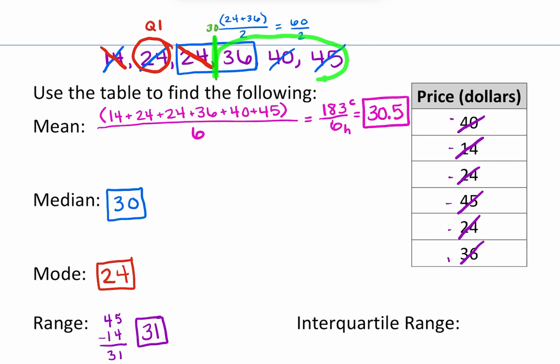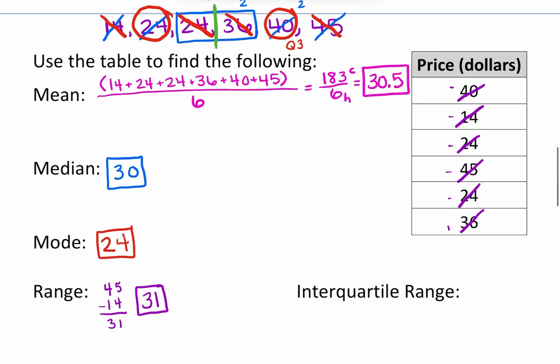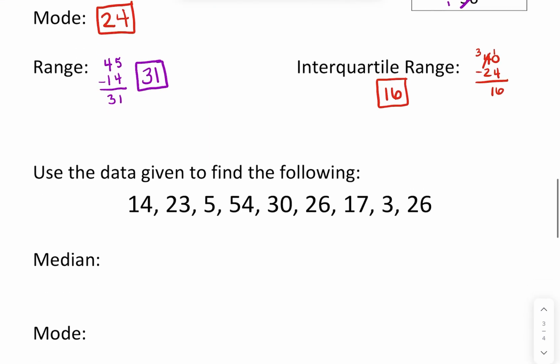Now I'm going to look on this side of the middle, and I'm going to mark it out. So again, 36, 45. So 40 would be in the middle, and that would be my Q3. So when I go down here to solve, I would do 40 minus 24. So I'd have to borrow, that would give me 16. And that is how we go through and answer those questions with some data.